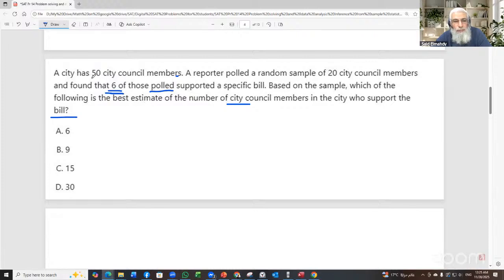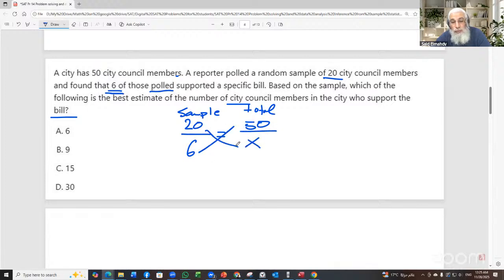طيب. الsample 20 and found that 6 of this sample support. 6 of those polled supported the specific bill. طيب التوتال كان 50. السبورت بقى كام x. هنعمل cross multiply.